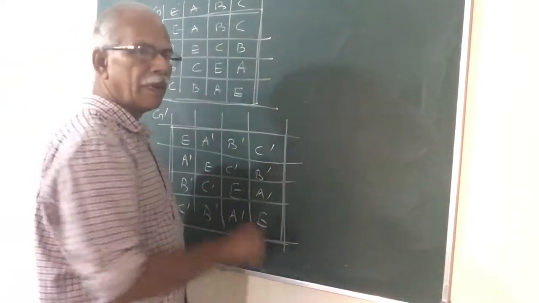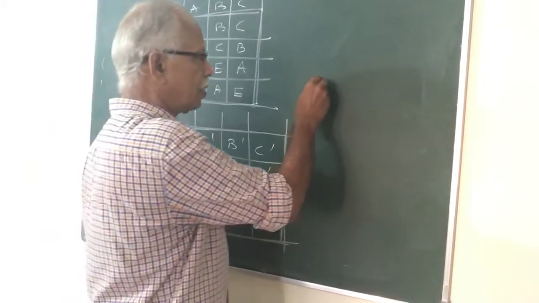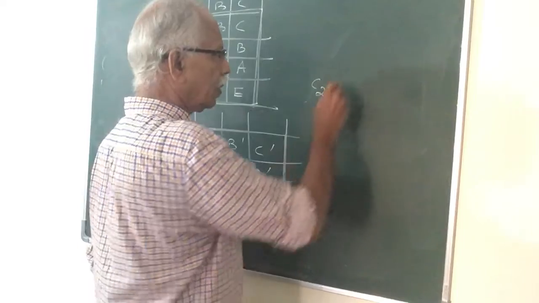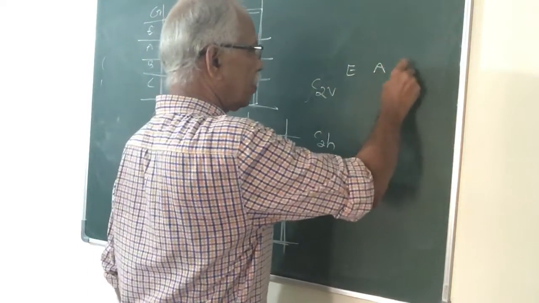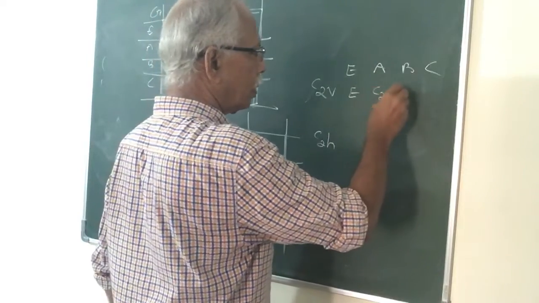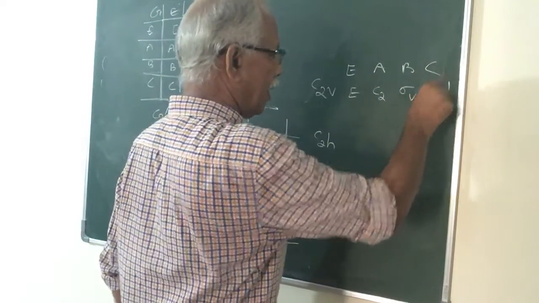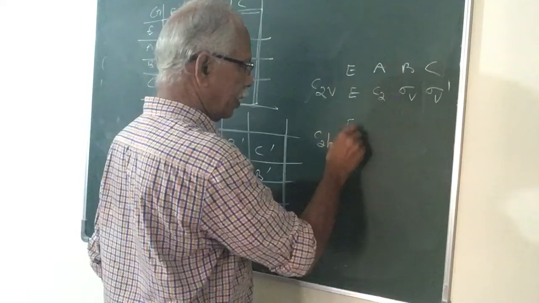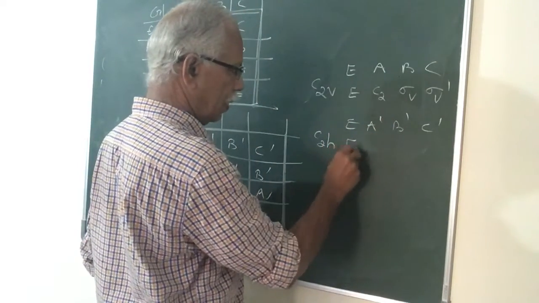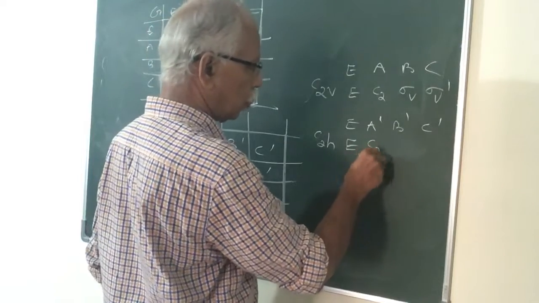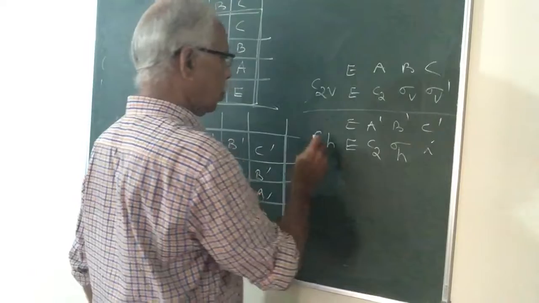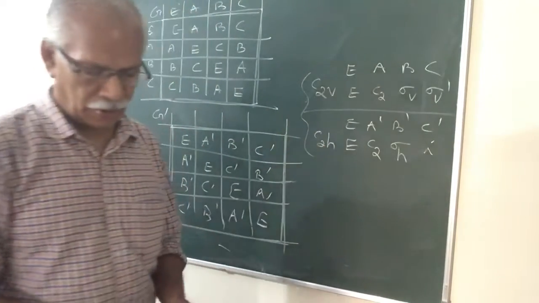An example for isomorphous groups are C2v and C2h. Here E, A, B, C. Corresponding to that we have identity, C2, sigma v and sigma v dash. Here identity, A dash, B dash, C dash. Corresponding to it we have E, then C2, sigma h and i. These are two isomorphous groups.